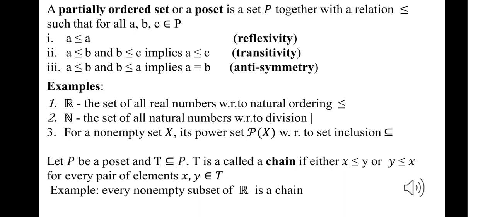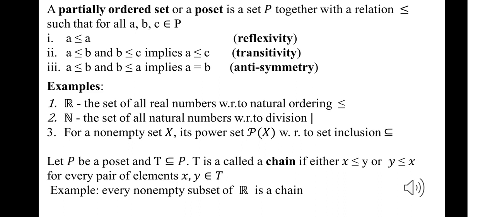A partially ordered set is a non-empty set P, together with a relation, usually denoted by less than or equal to, such that for all a, b, c belonging to the set P, the following three conditions must be true. First one is a is less than or equal to a. Second one is a less than or equal to b and b less than or equal to c must together imply a is less than or equal to c. And the third condition is a less than or equal to b and b less than or equal to a must imply a is equal to b.